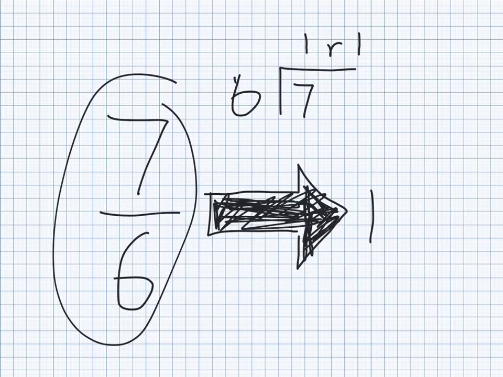Now we just need to put it over 6. So we write 1 over 6. And that's your answer. 1 and 1 over 6. There's the whole number, there's the numerator, and there's the denominator. That's your answer. 1 and 1/6.